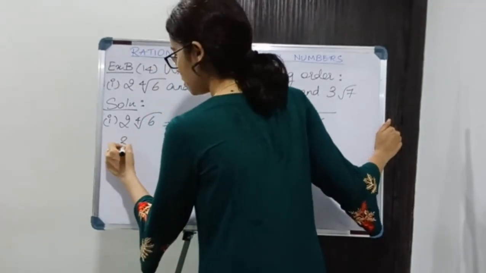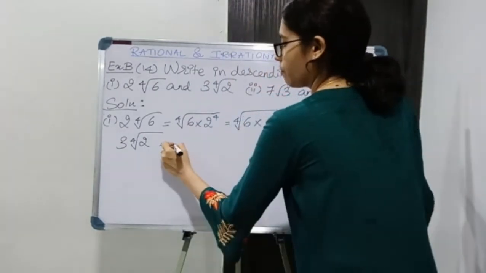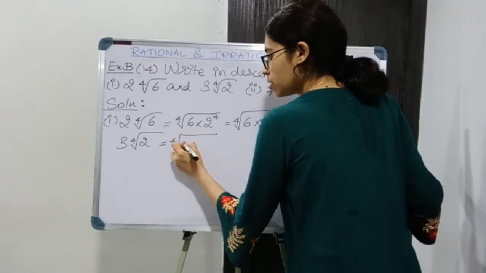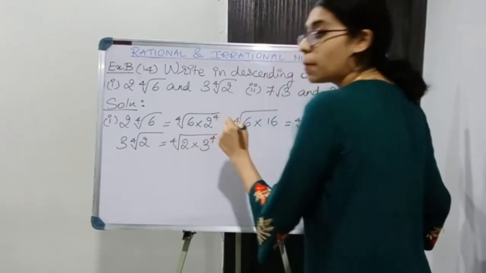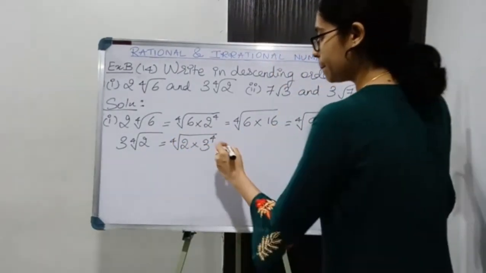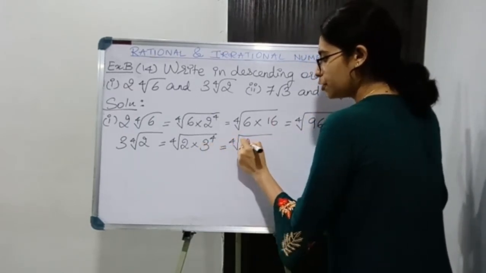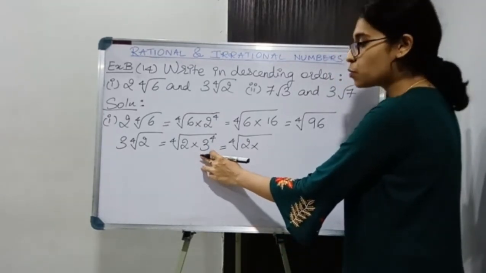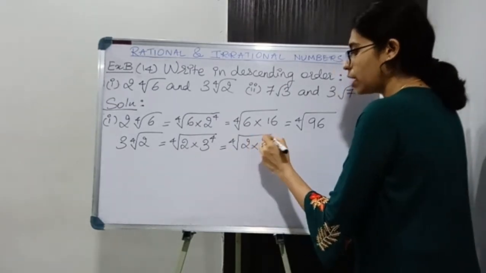Now next number is 3 4th root of 2. So first step is to shift the number inside the root. So I'll shift it inside the root. As soon as I shift it, its power is going to change. यहाँ पे 4th root है तो यहाँ पे 4 हो जाएगा. Now I'll solve it. 3 2s are 9. 9 3s are 27. 27 3s is going to be 81.